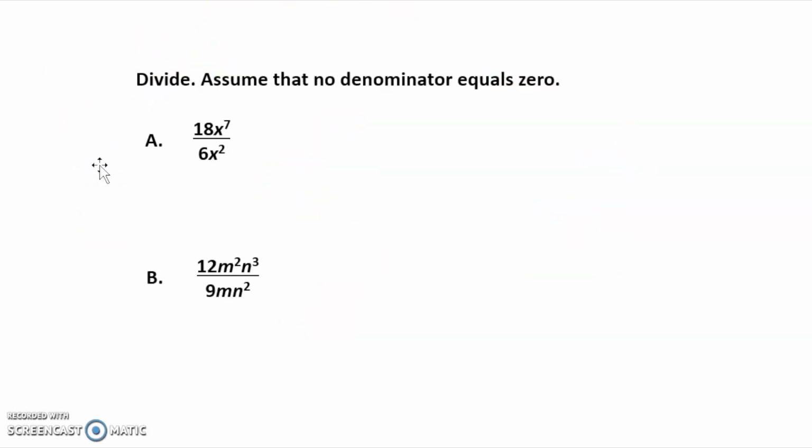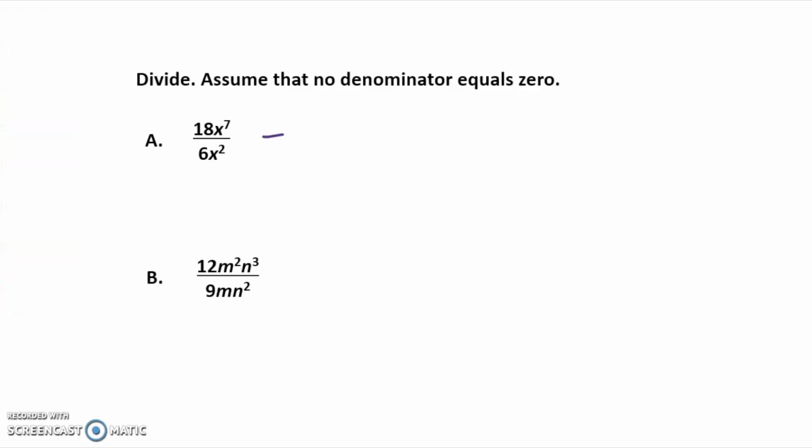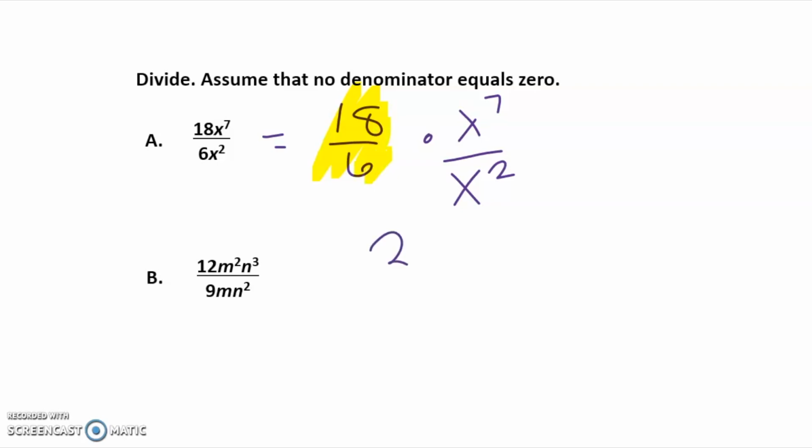And finally, our last example, now we're putting all of this together. So we're going to kind of break this apart. I think it's easier when we break these problems apart. So I'm going to look at this as 18 over 6 times x to the 7th over x to the 2nd power. Now I can think of, okay, what is 18 divided by 6? Well, that would be 3. And then I'm thinking about, okay, what's my exponent rule here for division? They have the same base, so I keep the base and I subtract. 7 minus 2 is 5. So 3x to the 5th.